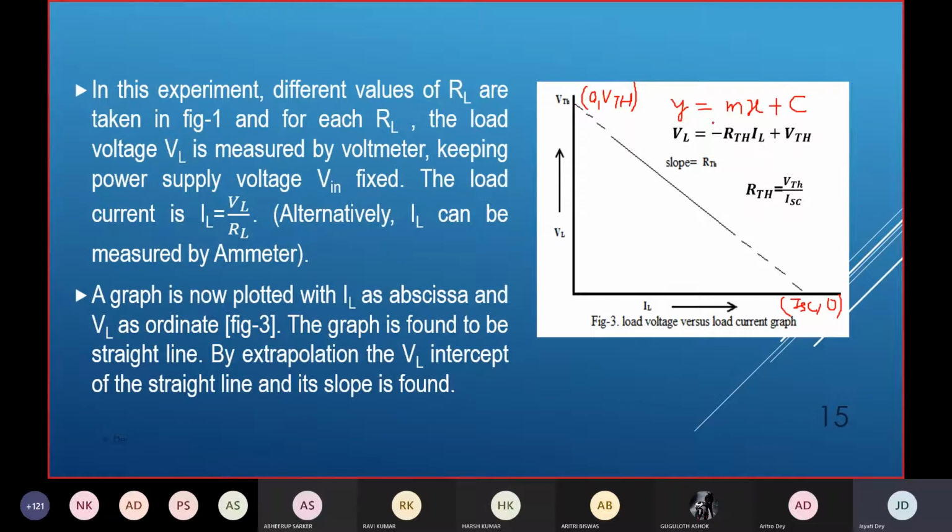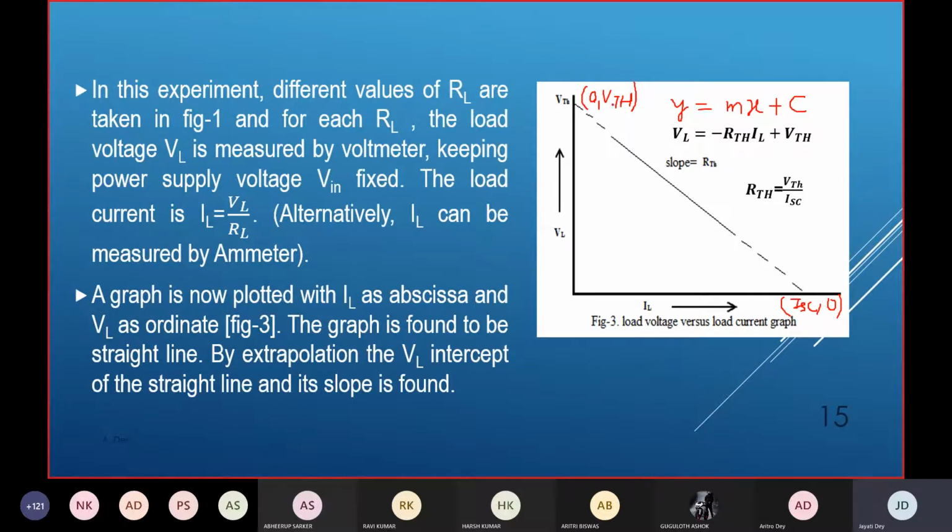Now look at here. The slope m is minus RThevenin. Am I clear? And you can also look at it from here: 2 points, a straight line passes. If we extend this, it will intersect with the y-axis at 0 comma VThevenin, and it will intersect with the x-axis at ISC comma 0.